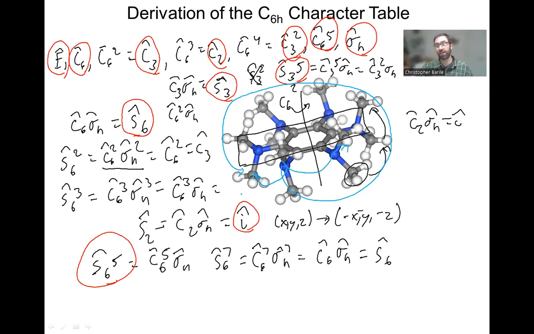Identity and inversion are always going to be in their own classes. Mirror plane is pretty obvious that it's going to be in its own class because there aren't any other mirror plane operations. But for these proper and improper rotation axes, it's a little bit less clear at first glance why they all need to be put into separate classes. But that's how it is for this point group, for the CnHs. Okay, so in the next videos, we'll go ahead and start deriving this character table now that we've figured out what the symmetry operations are.